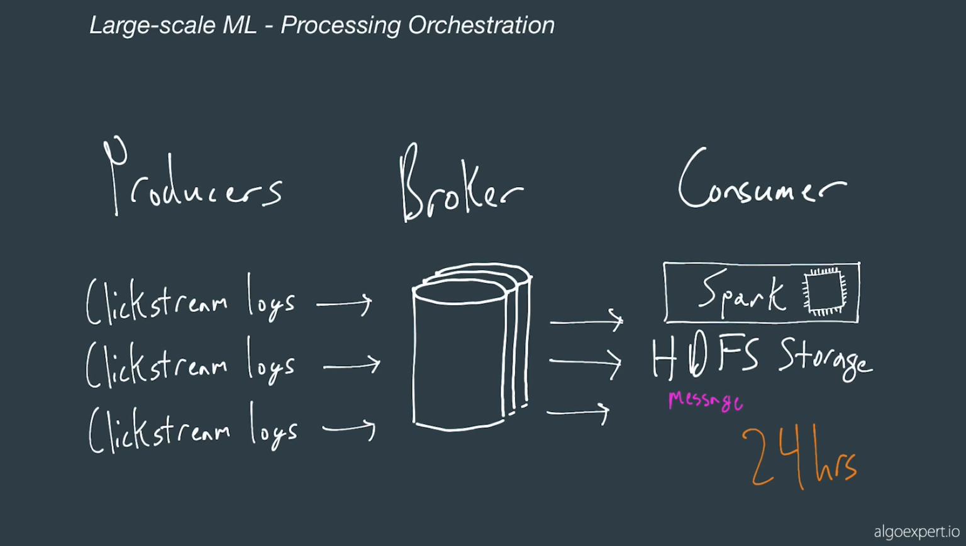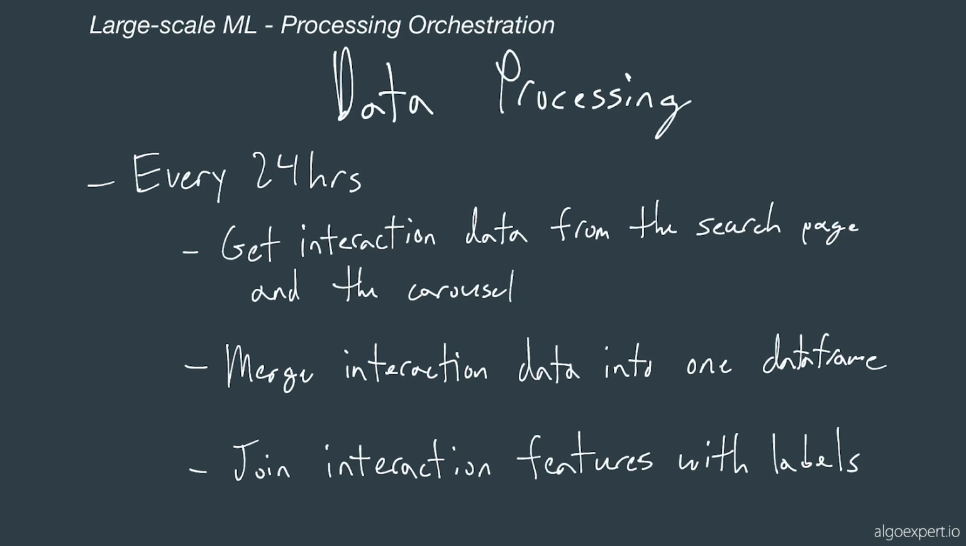The problem is, I don't want to do any of this stuff manually. It would be nice if we could have some sort of software perform a process for us incrementally or periodically, such that on the 24th hour of every day, we could get the interaction data from the search page, get the interaction data from the carousel that would be on the main page. This would house all of the recommendations that we have available. It would merge the interaction data into a single data frame. We saw that earlier when we went over the Spark code. And finally, it could join the interaction features with the labels to give us these training data.